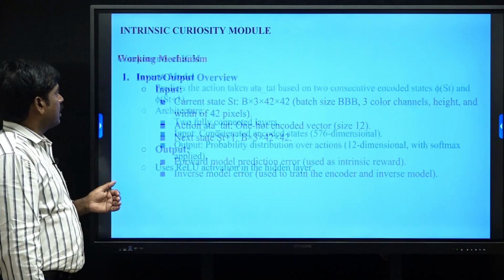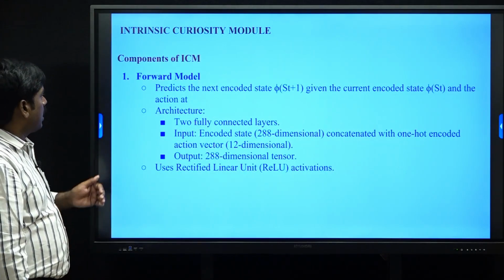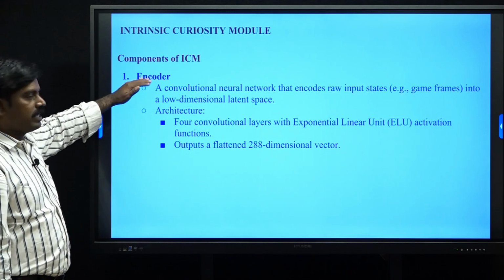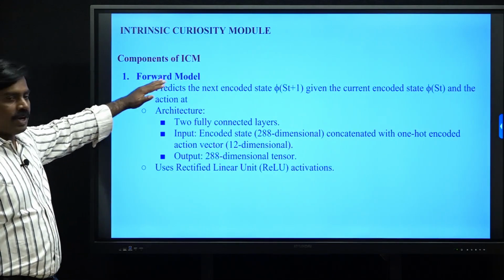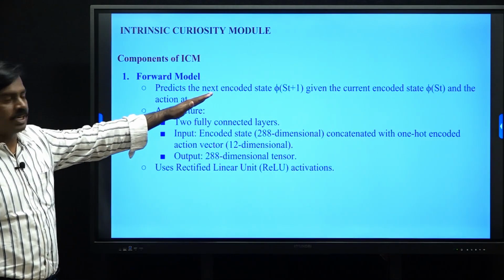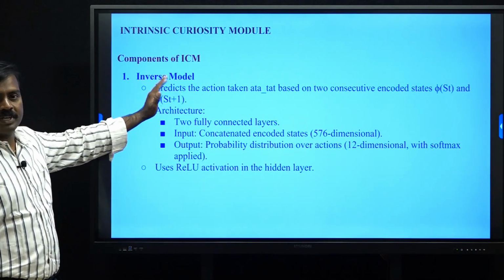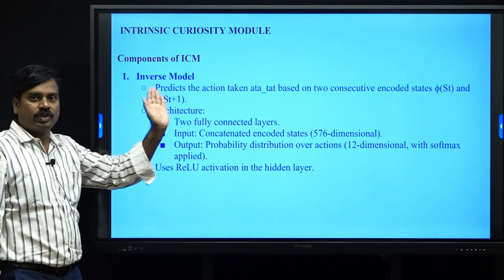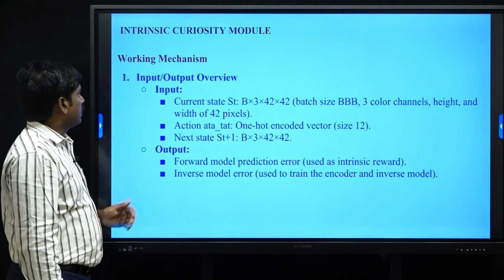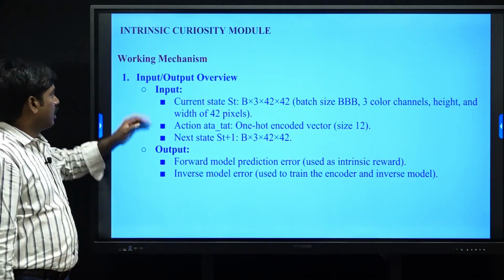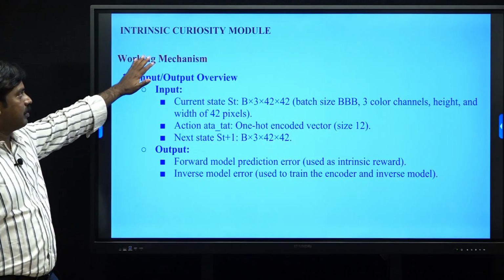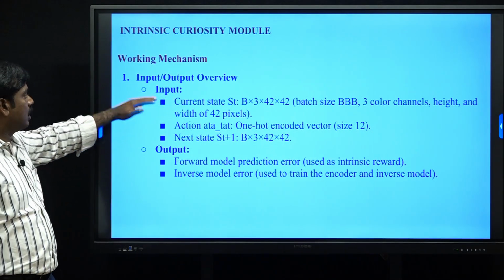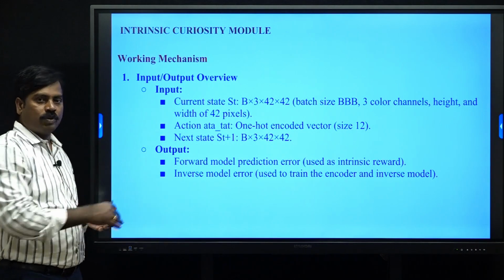Okay, these 3 are the components in the ICM model. The first one is the encoder, the second one is the forward model to predict the next encoded state, and the inverse model predicts which action leads one encoded state into another encoded state. The next one is the working mechanism. For the working mechanism of the Super Mario games implementation, the first one is the input output overview.